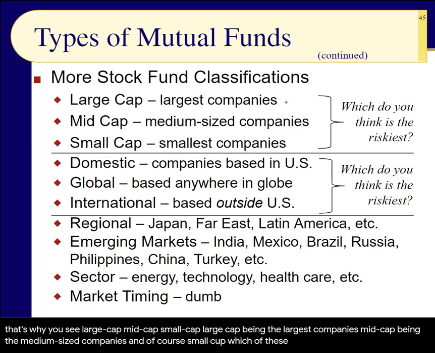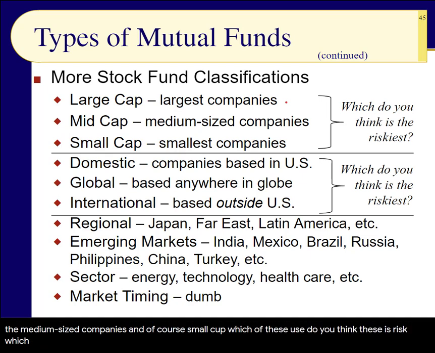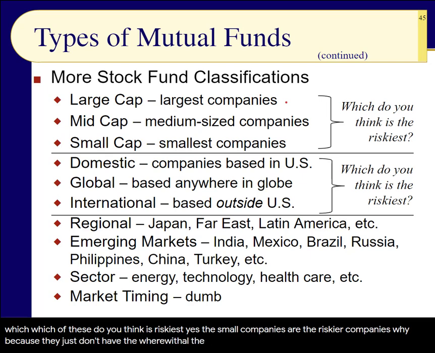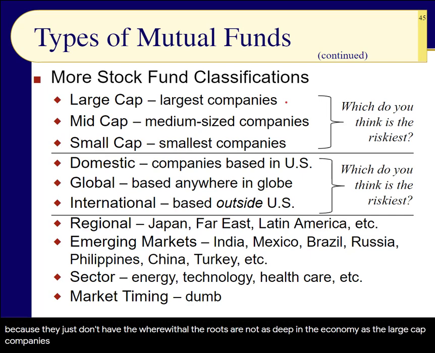Which of these do you think is riskiest? Yes, the small companies are the riskier companies. Why? Because they just don't have the wherewithal. Their roots are not as deep in the economy as the large cap companies. And so when there's a major downturn, they tend to get clobbered. However, coming out of a recession, the small company stocks tend to do better.